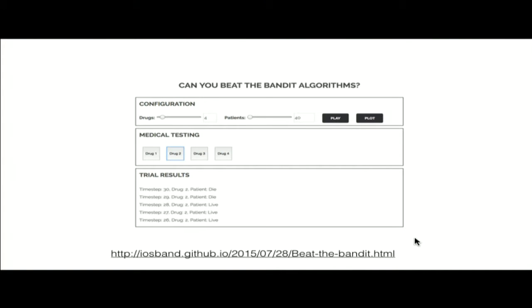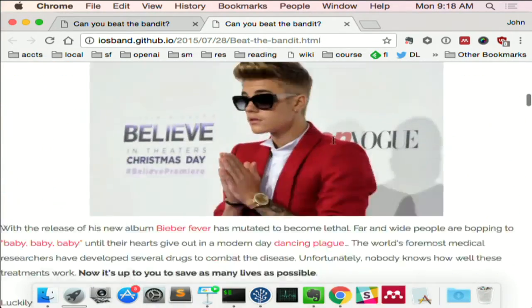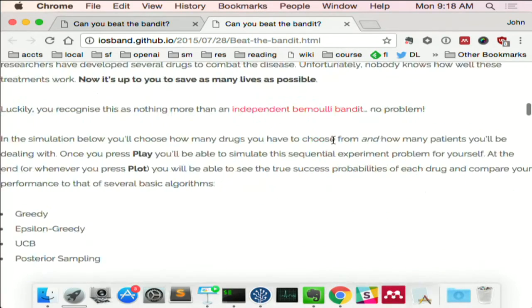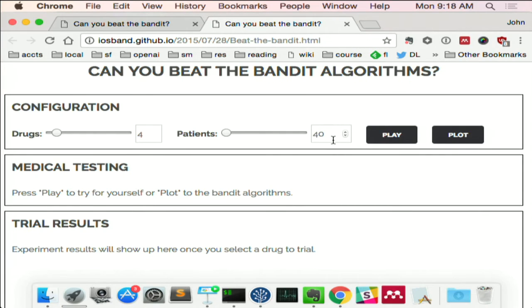So actually, Ian Osband made a really nice little JavaScript program that demonstrates the bandit problem. So I want to show you this problem as a way of explaining the bandit problem. Does anyone want to volunteer from the audience to compete against the bandit algorithms in a decision-making problem? So here, Ian has a very colorful blog. I recommend it.